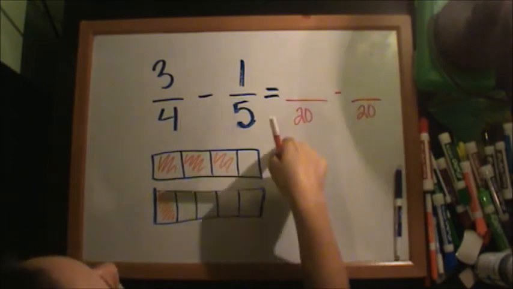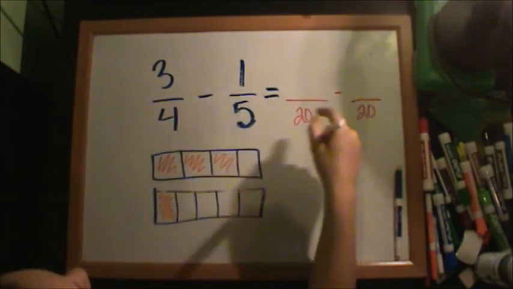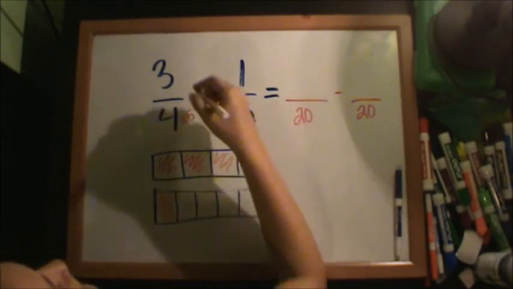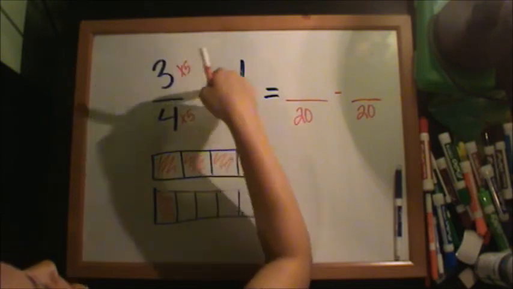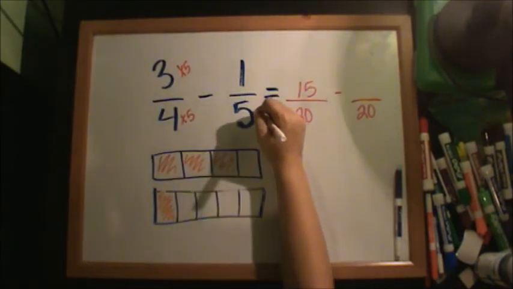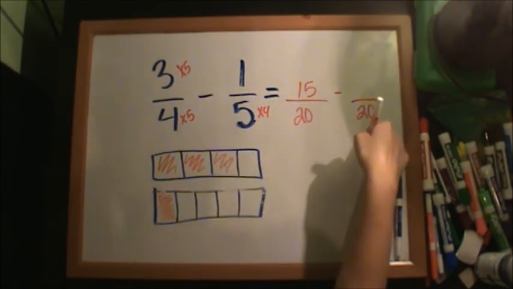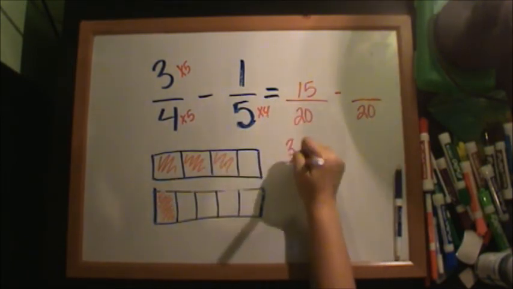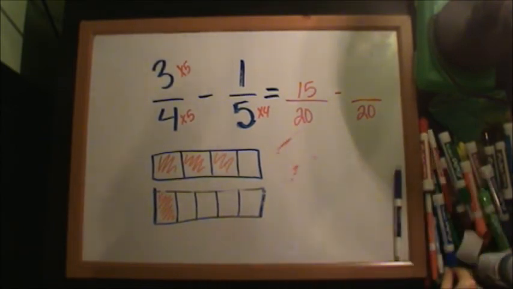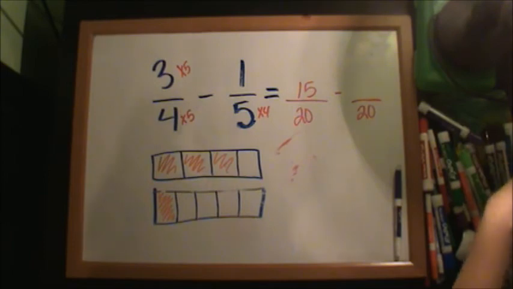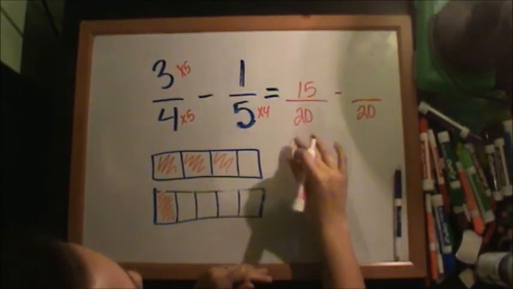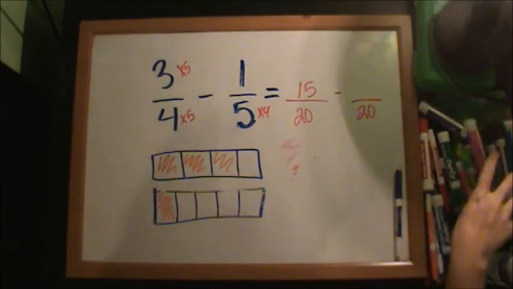So now that I know that both of these are going to become a 20, I can say, okay, 4 times 5 gives me 20. So 3 times 5, again, gives me 15. 5 times 4 is what gives me 20. And I can go ahead and write it this way. Let me switch colors in case you're writing it the other way. Whoa, that's really light. Sorry.